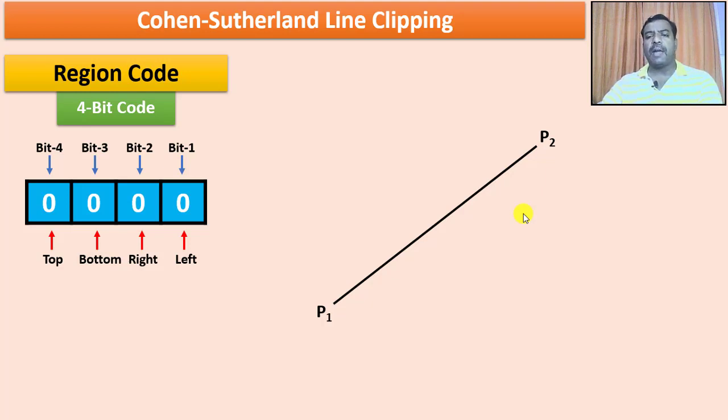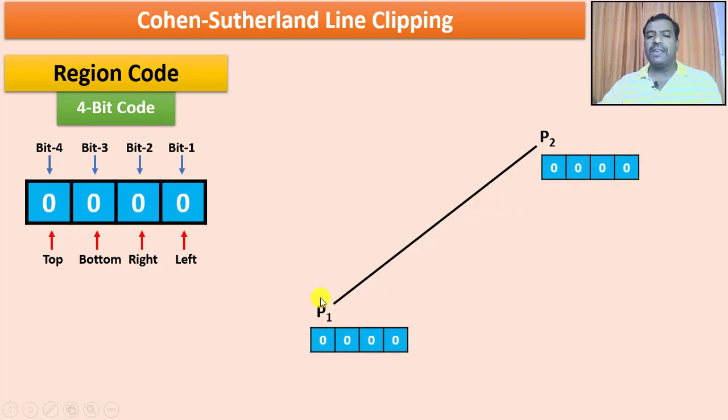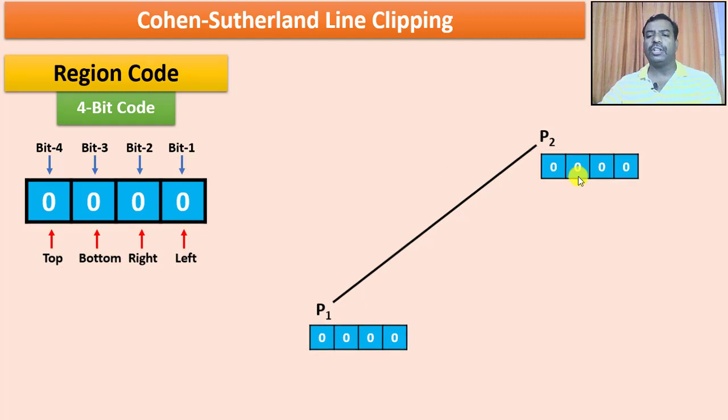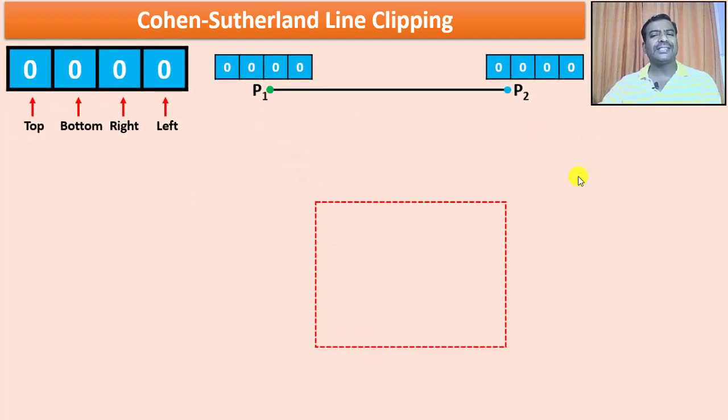Hence, P1 will have its own 4-bit region code or region value, and P2 will have its own respective region code. So now we'll see exactly how we are going to assign the region codes. Now I'm just going to take this clipping region. Whatever comes inside this clipping region should be accepted, and this becomes one main region.